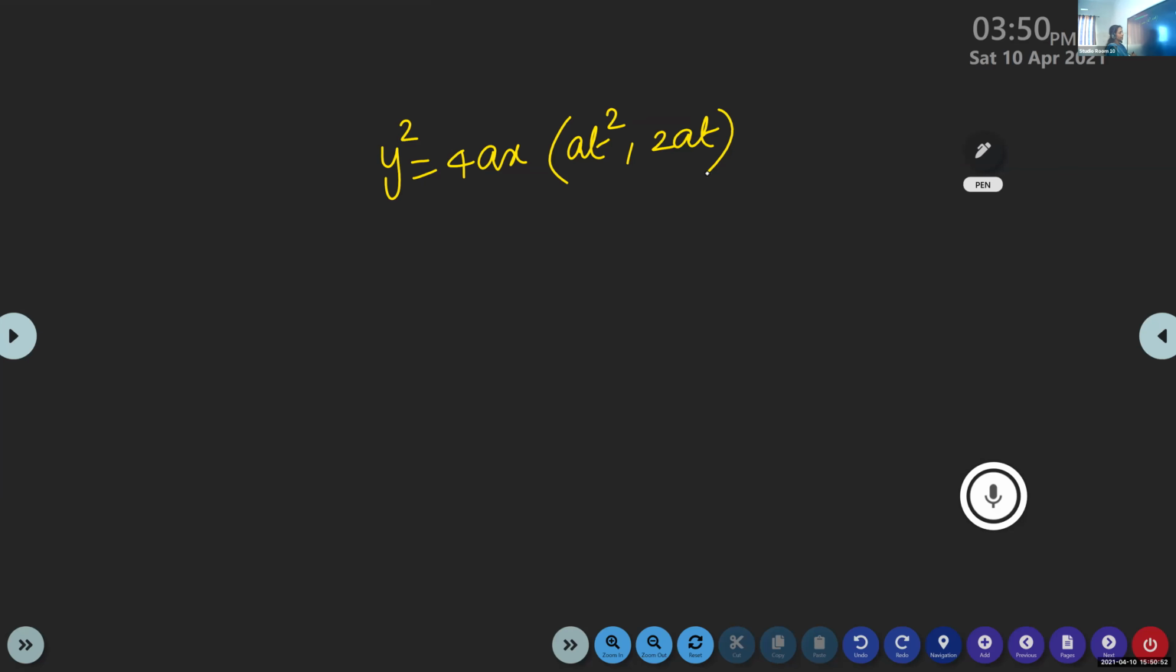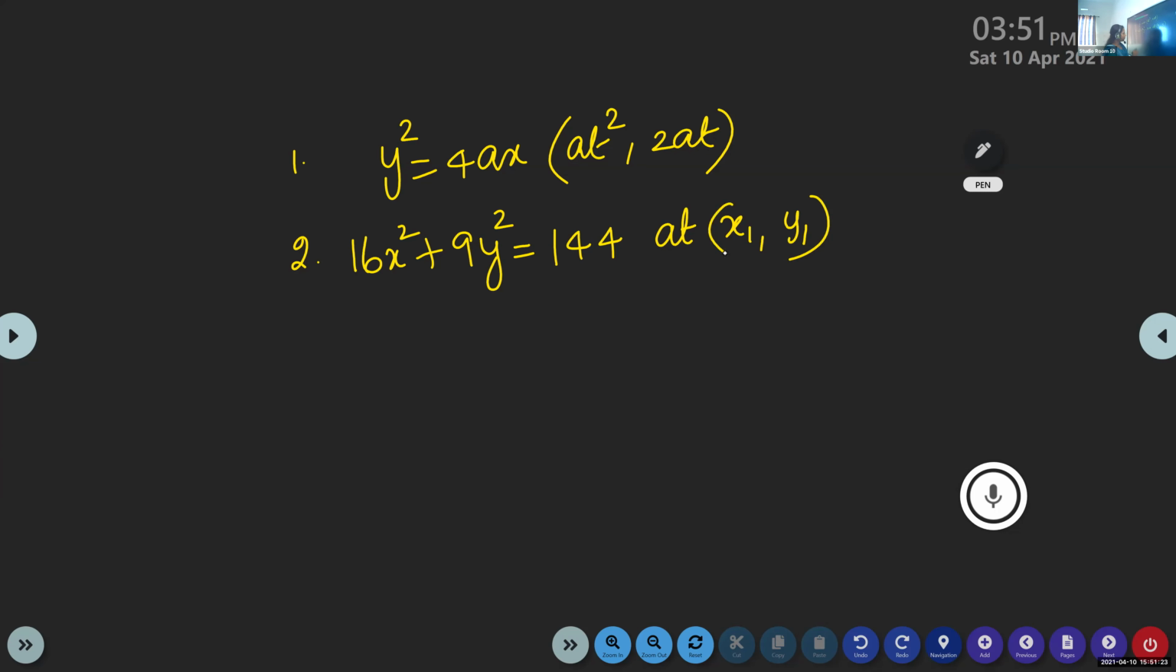Next one, find the equation of tangent and normal to the curve 16x square plus 9y square is equal to 144 at the point x1, y1, where x1 is equal to 2 and y1 is greater than 0. Tell me, children, how will you do this?